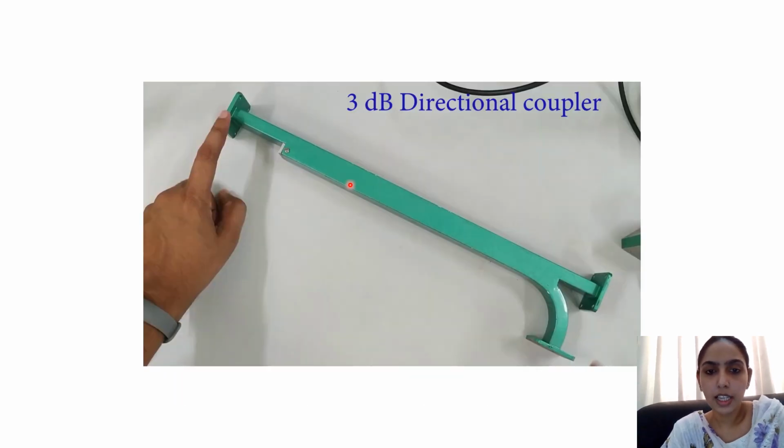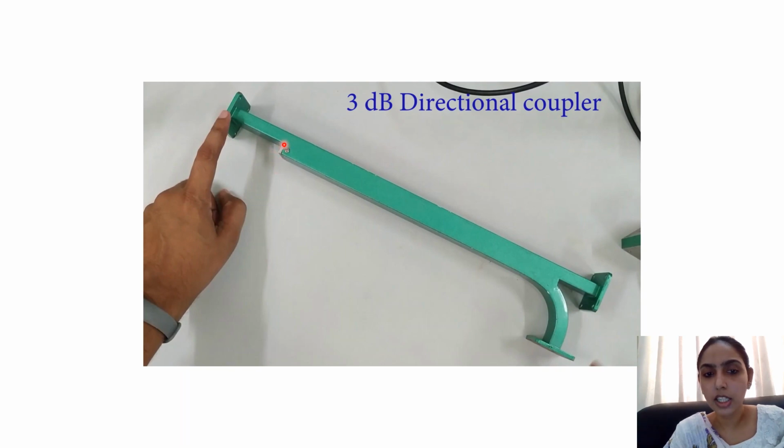So if we are placing the 3 dB directional coupler as such, this first port is the input port which is shown here. From this, power is going straight away to this port. So we can say this is the input port, this is our throw port, and this is the coupled port. Why? Because power is also getting coupled equally to this port. And this port is the isolated port.